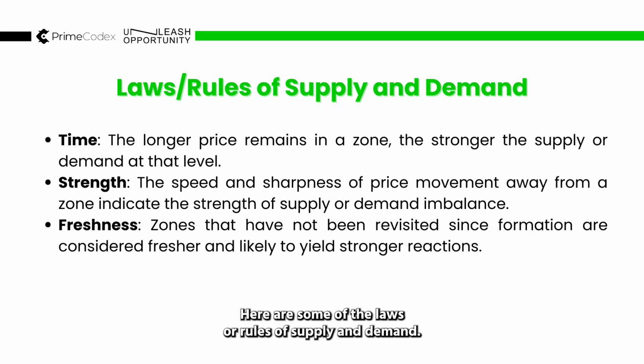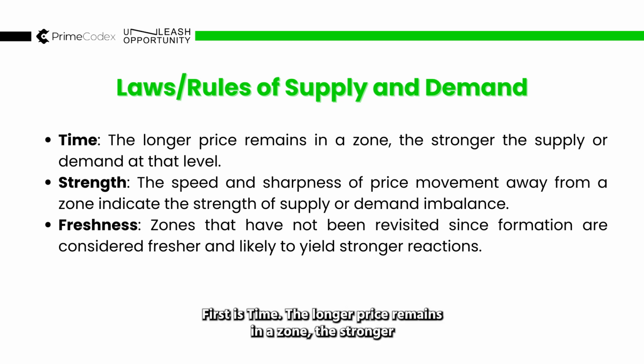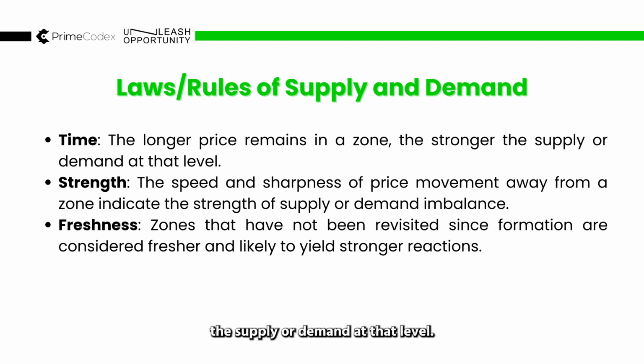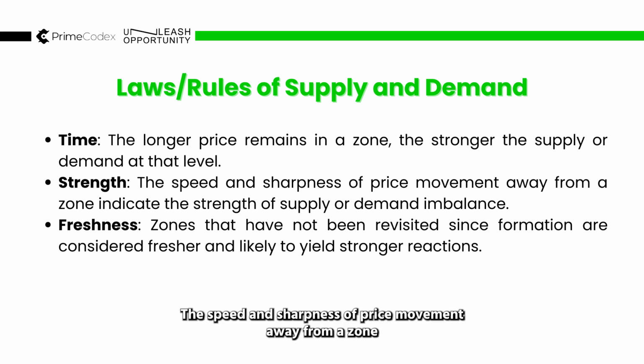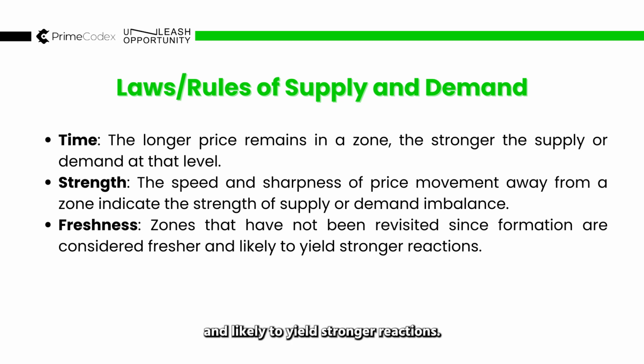Here are some of the laws or rules of supply and demand that you need to pay attention to. First is time. The longer price remains in a zone, the stronger the supply or demand at the level. Second is strength. The speed and sharpness of price movement away from a zone indicate the strength of supply or demand's imbalance. Lastly is freshness. Zones that have not been revisited since formation are considered fresher and likely to yield stronger reaction.